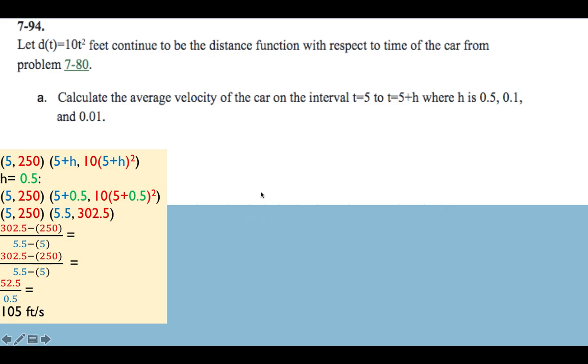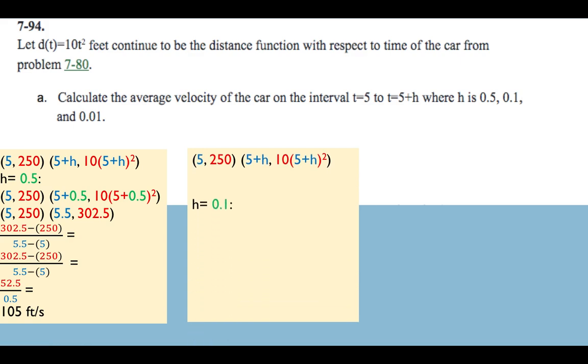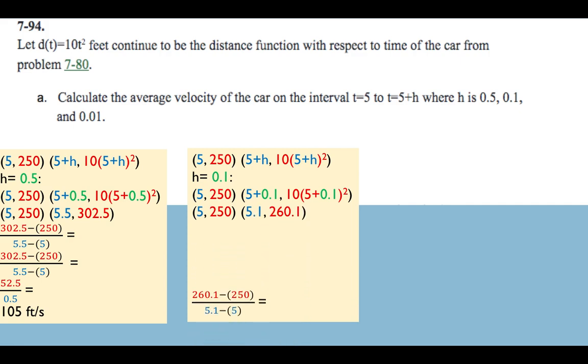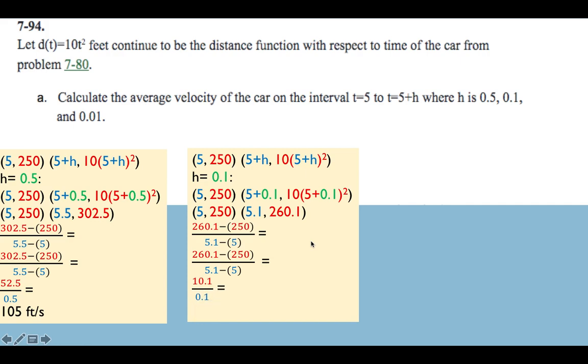All right, so we're done with 0.5. Now let's do it when h is 0.1. Same setup, except now h is 0.1. So we're going to go ahead and substitute, do our math, change in y over change in x, use some calculator. You don't have to rewrite this one. So it looks like it's 10.1 divided by 0.1. And I get 101 feet per second.